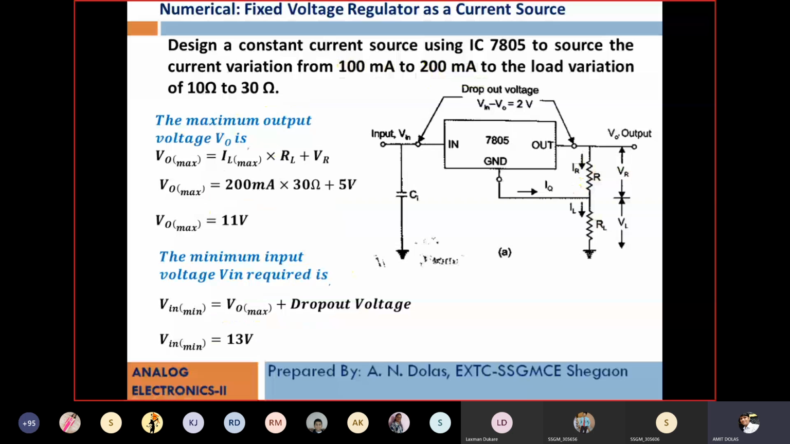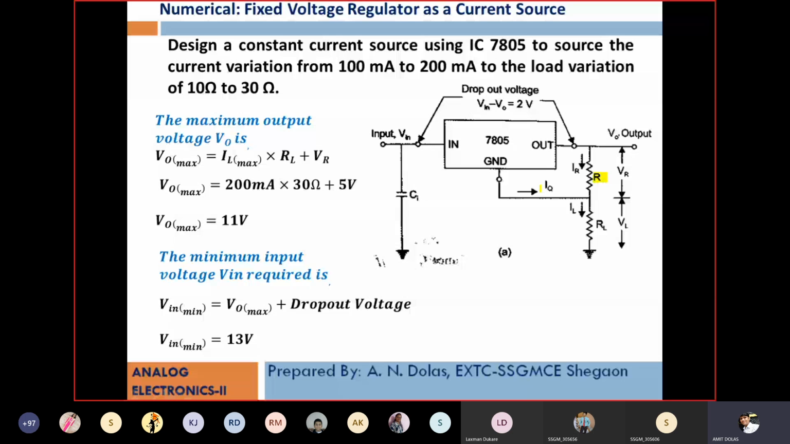Now another one is, we have designed R, which should be potentiometer plus 25 ohm resistance, so it can pass current 100 milliampere to 200 milliampere, neglecting current IQ in both the cases. What is the maximum output that can be generated by this IC?